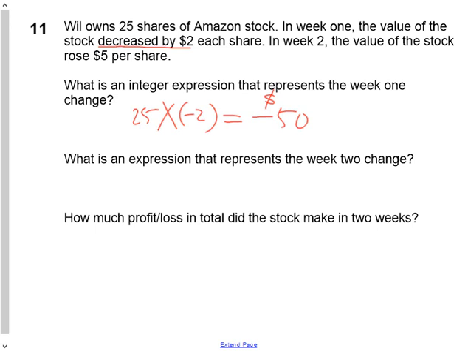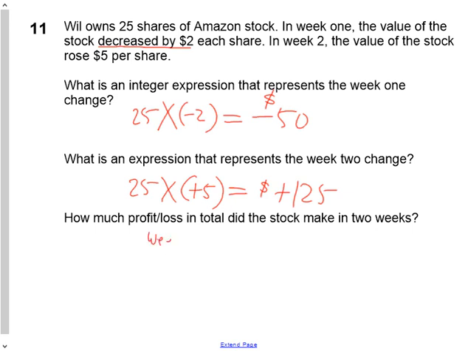In week 2, those same 25 shares rose $5. So we're going to multiply that by the $5 gain per share. And that means our gain is going to be a positive $125 because 25 times 5 is 125. And how much profit or loss did they make? Well, if you take the week 1, and I'm just going to write it. Actually, you know what? Let's write it in words first.